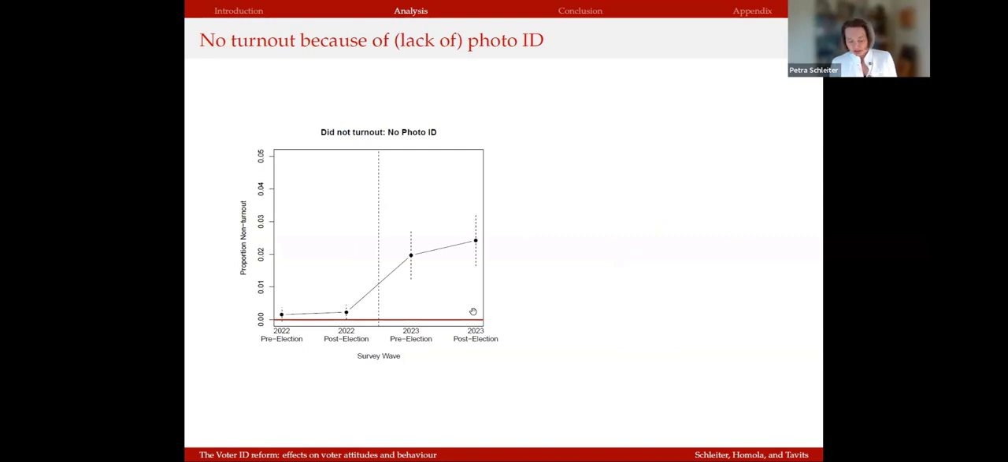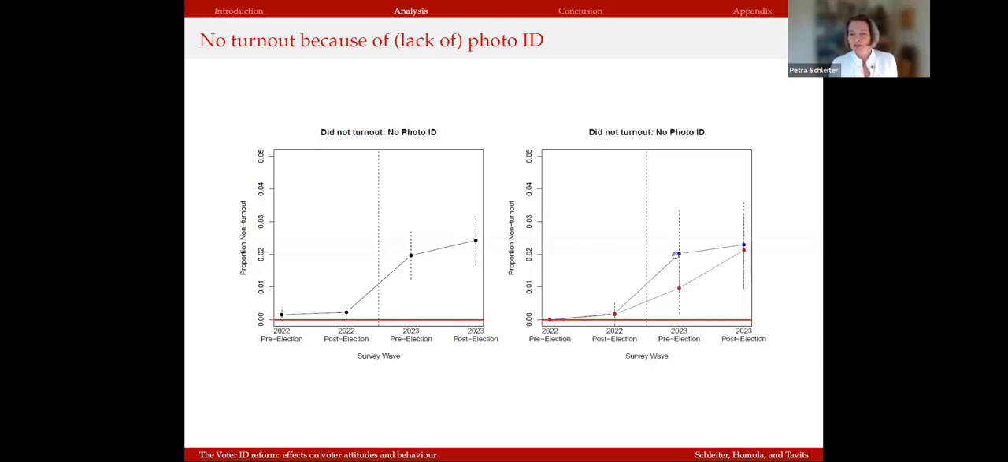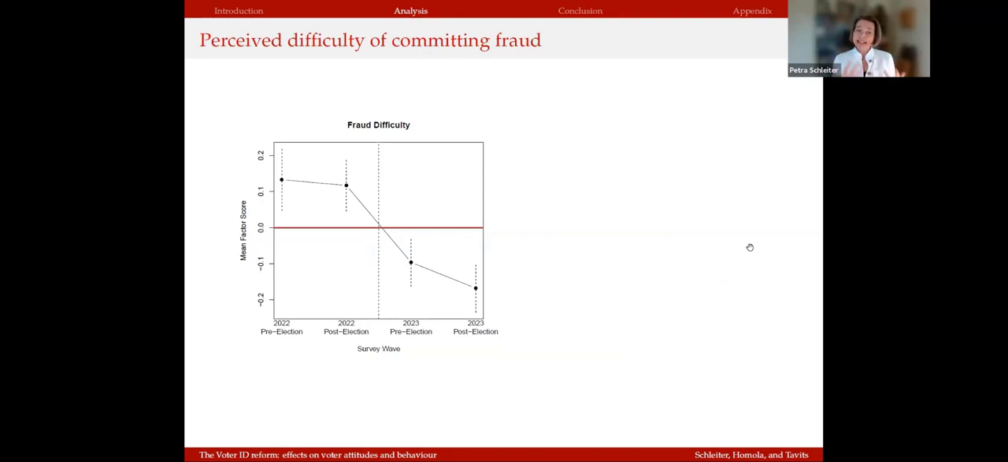If we ask, and this is very similar to what Phil and the Electoral Commission did, why people didn't turn out, then of course in 2022, we see hardly anyone saying they didn't have photo ID because it wasn't required. But in 2023, it's a significant reason for choosing not to turn out. And interestingly, if anyone feels more affected by the requirement of voter ID, it's Conservative voters who are recorded here in blue, rather than Labour voters, although post-election, those two groups are exactly at the same point here. So both groups report being affected by the ID requirement. Now we're turning to attitudes and how easy or difficult people perceive it to commit fraud.